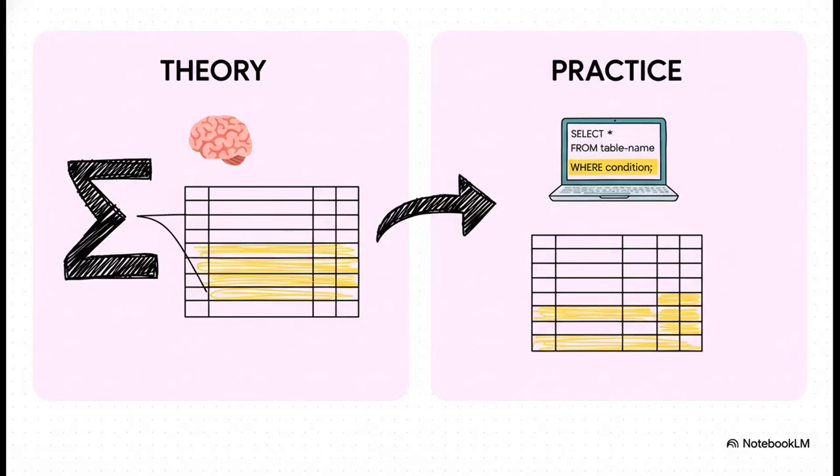Remember that theoretical select operation, sigma, the one that filters for specific rows? Well, in practice, SQL's where clause does the exact same thing. It's a direct one-to-one translation from the logic to the actual code.